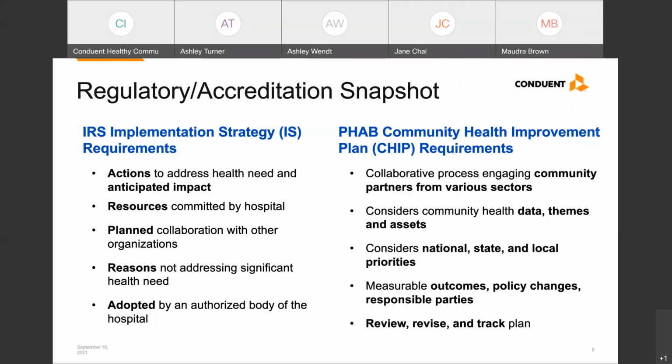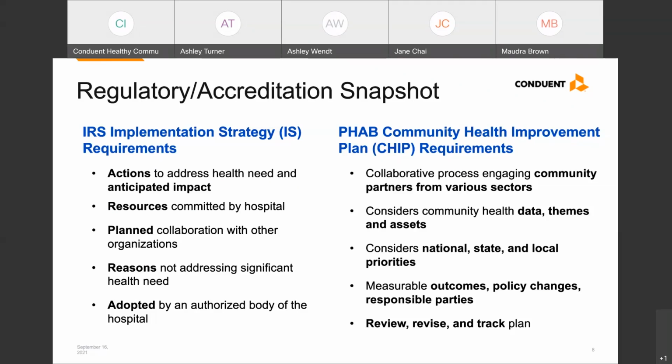For health departments working to meet accreditation requirements, your CHIP should show broad participation from community partners from various sectors. It should be very clear that your CHIP considered findings from your community health assessment or CHA, including data, themes, and assets identified by the community.